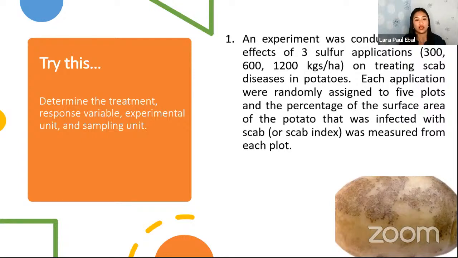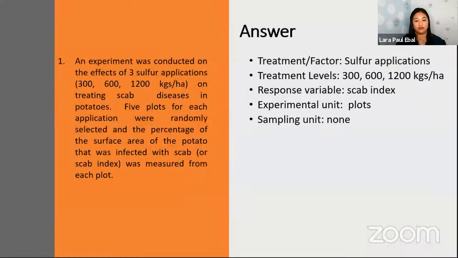Based on this example, can you determine now the treatment? What's the treatment of the study? Sulfur applications. And then the response variable. So what's your data here? Your scab index. And the next is the experimental unit. Where did you apply the sulfur applications? To the 5 plots, or to the plots. So that's your experimental unit now. How about the sampling unit? Do you have a sampling unit here? Okay, we have no sampling unit in that example.